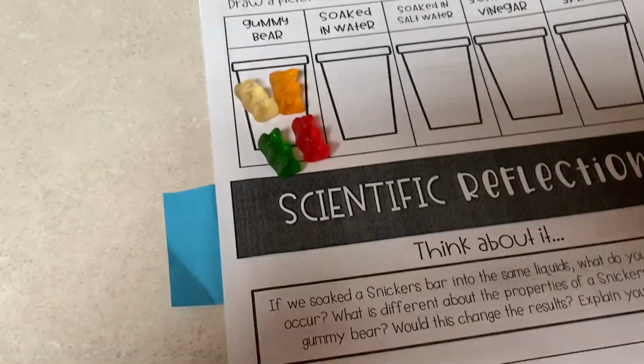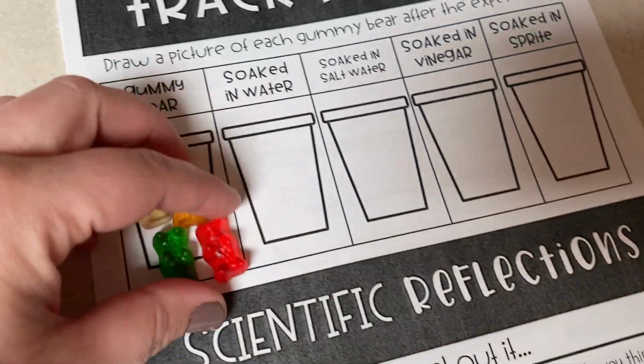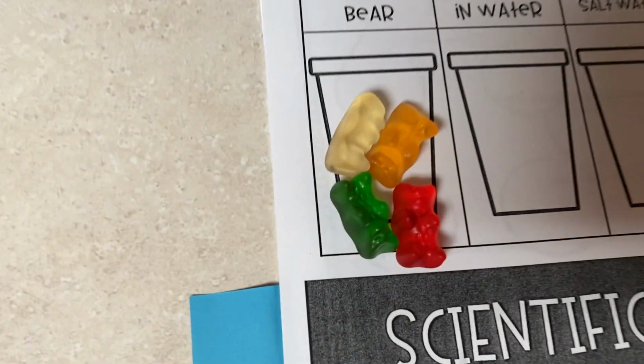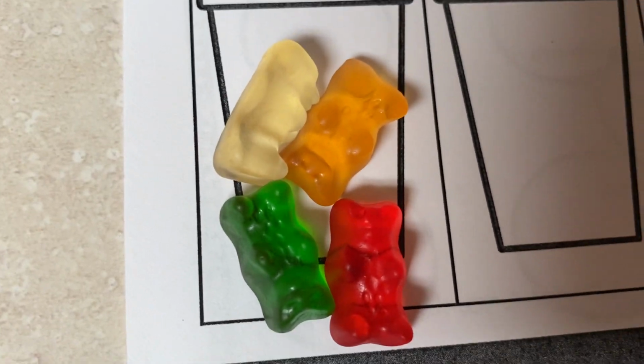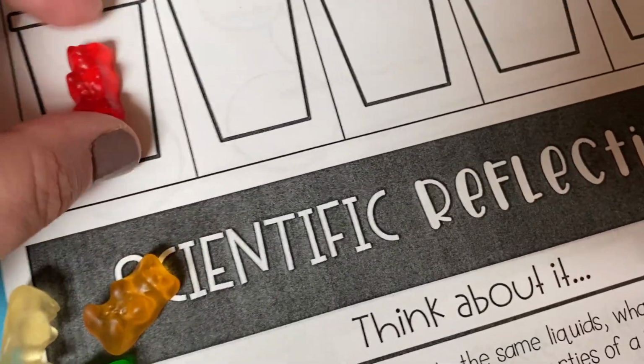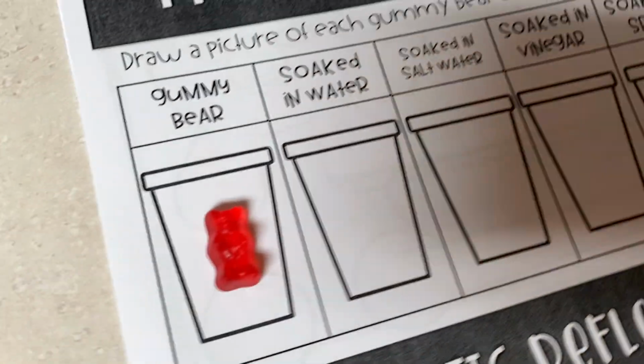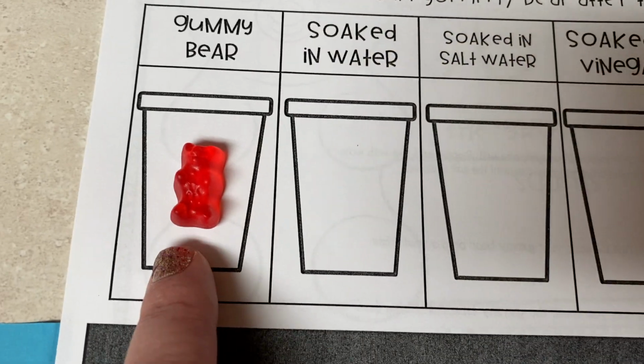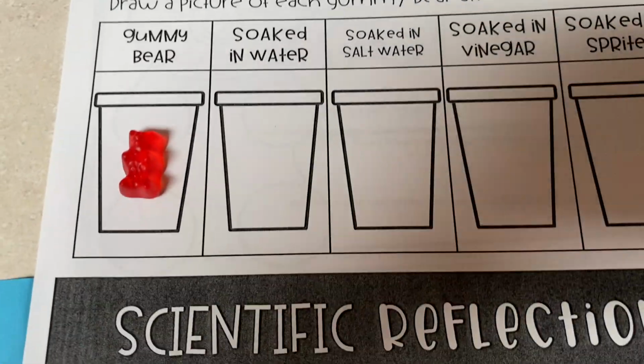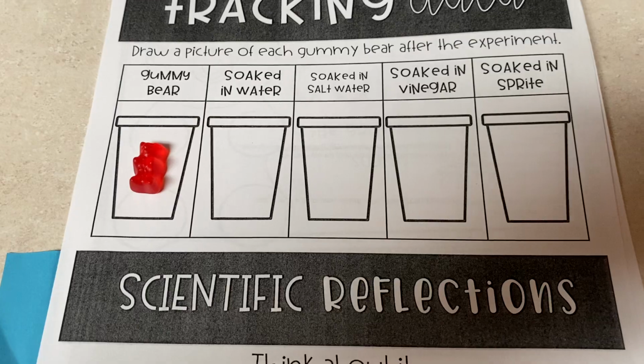And on the last page, I want you to draw a picture of that gummy bear, of what it looked like yesterday. I'm gonna get nice and close so you can see. If you look at it, it fits kind of right in the middle of your cup. So draw that gummy bear in, because we're gonna see if the gummy bear stayed the same, if it got bigger, or if it got smaller.